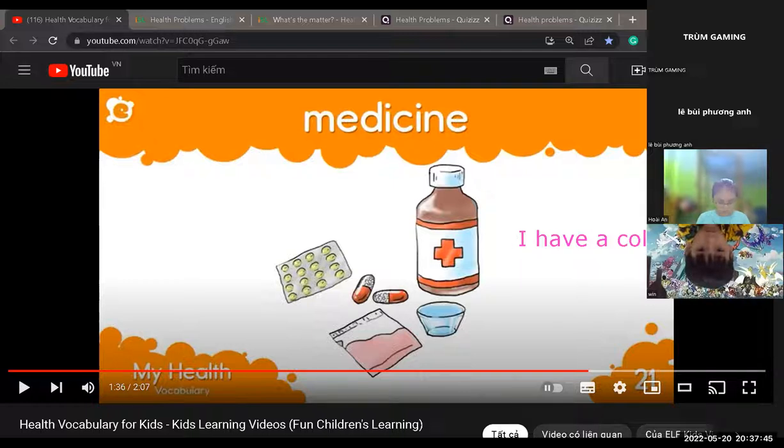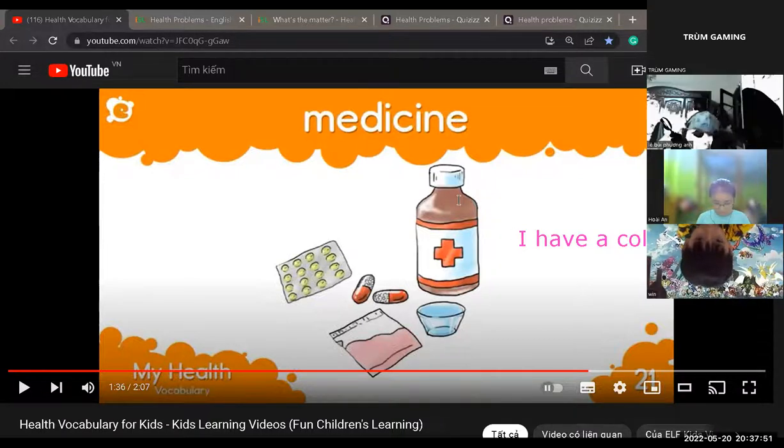I have a cold. So when you have a cold or a fever or when you are coughing, you've got allergies, you need to take medicine. Take medicines, okay? You drink the pills here, the tablets, những cái viên thuốc này. Con phải uống thuốc thì thuốc nói chung mình sẽ có từ medicine, okay? Medicine.